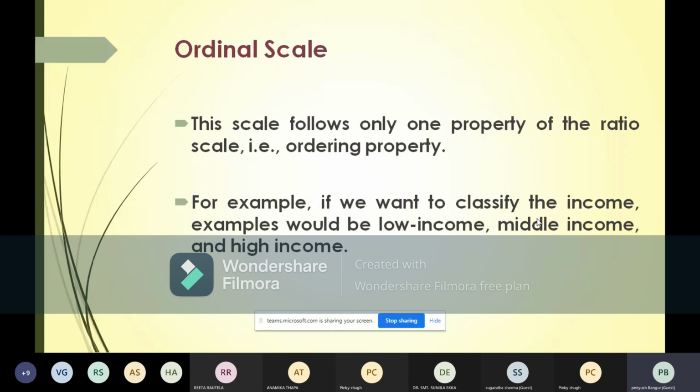For example, if we want to classify the income of any person or any society or any country, then we have some criteria like low income, middle income, and high income. Even countries are divided into low, middle, and high income. Can anybody tell me in which status India lies? Are we low income, middle income, or high income? Can any participant tell me?